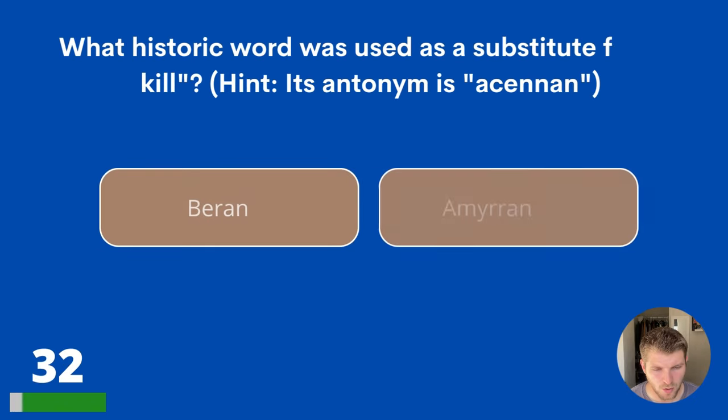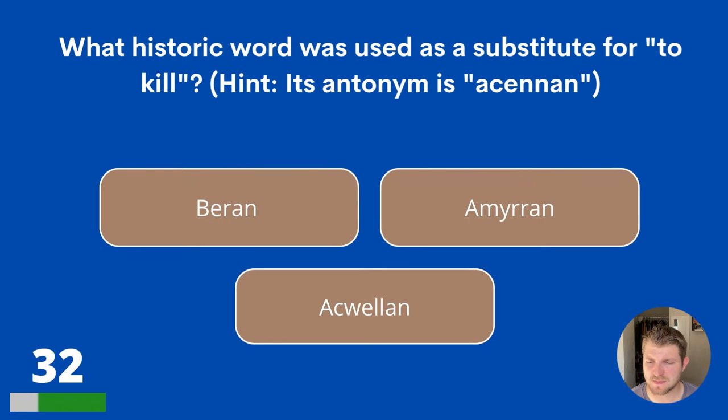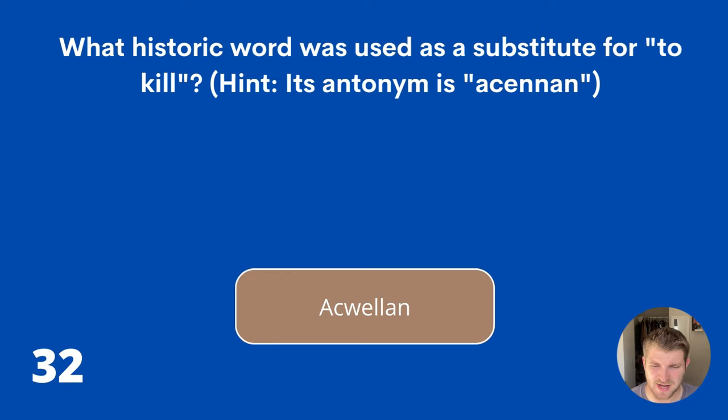32. What historic word is used as a substitute for to kill? Hint, its antonym is Akenon or Asenon. Is it Beiran, Amiran, or Aquelon? The answer is Aquelon.